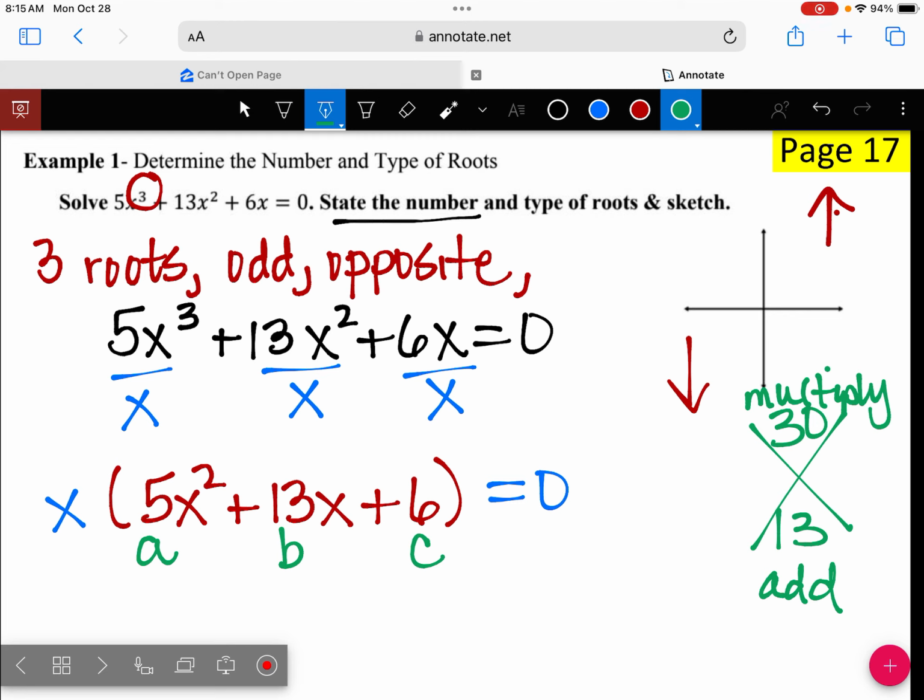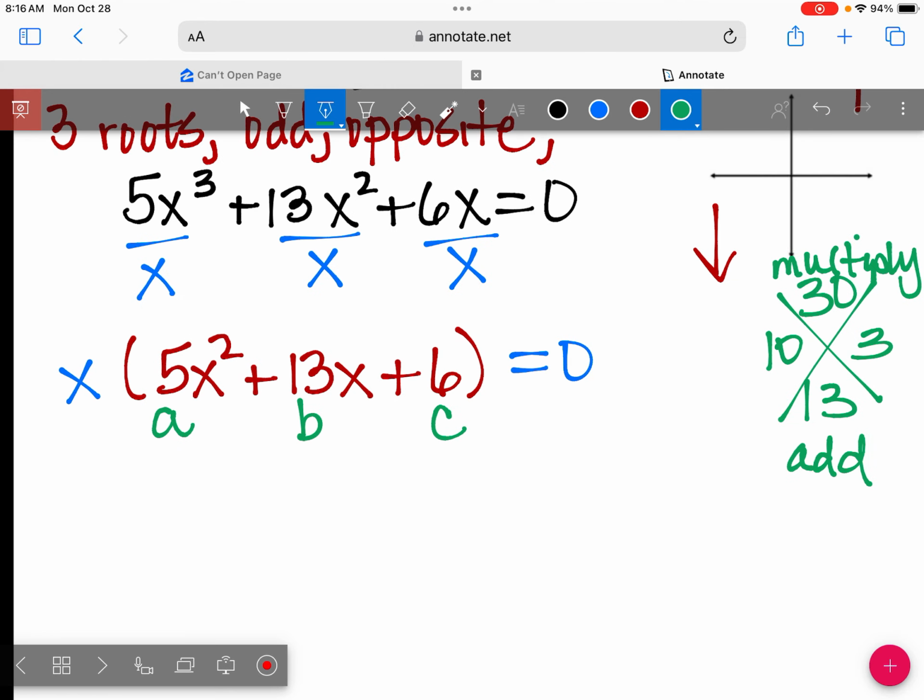That's the process. It's always been A times C. That's how we factor. That's how we always have factored. That's how you always will factor. A times C goes on top of the X, and B goes on the bottom. So anybody know my numbers that multiply to 30 and add to 13? Nehemiah? 10 and 3. So let's go ahead and make our box.